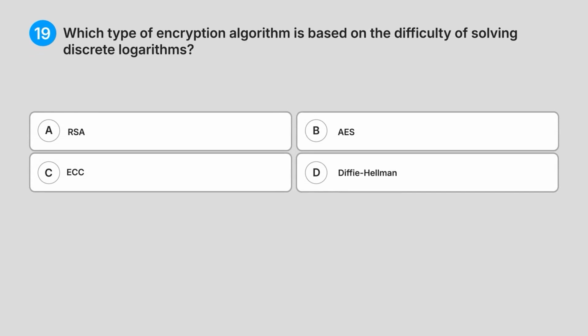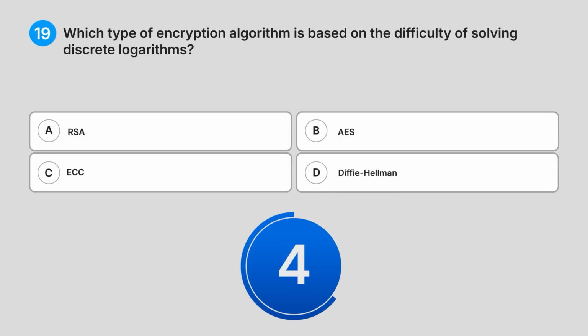19. Which type of encryption algorithm is based on the difficulty of solving discrete logarithms? A. RSA. B. AES. C. ECC. D. Diffie-Hellman. Do you know the answer?